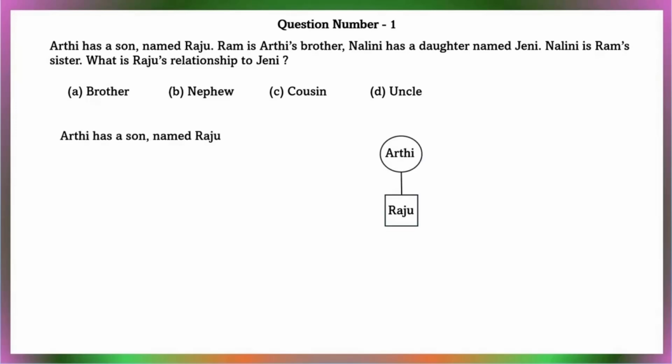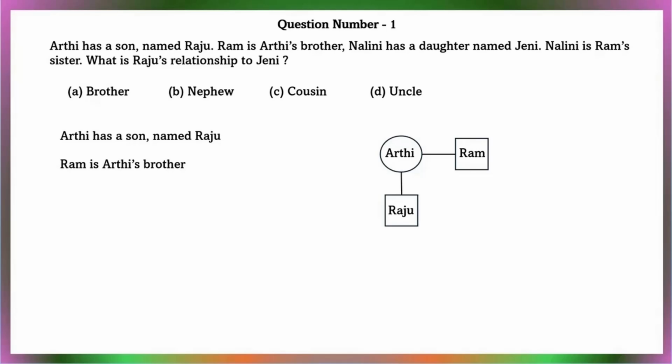Arati has a son named Raju. Arati is female and Raju is her son. We connect them with a vertical line as it's parent to child. Ram is Arati's brother. So we connect Arati and Ram with a horizontal line, showing that they are siblings.